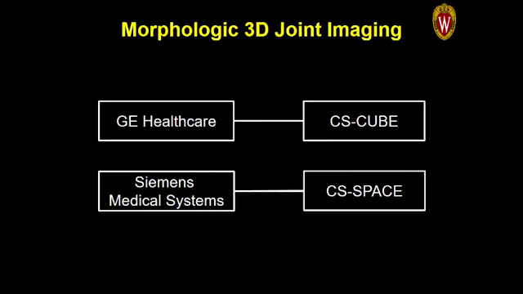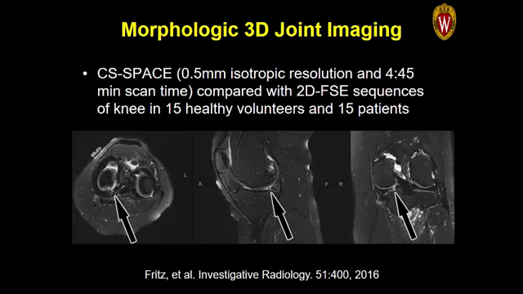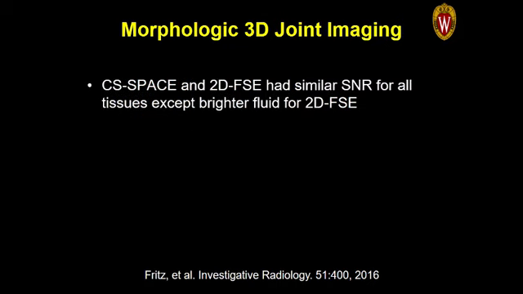Compressed sensing three-dimensional fast-spin echo sequences are now available, at least for research purposes, on both GE Healthcare and Siemens Medical Systems MRI platforms. A nice paper by Fritz and associates described the use of compressed sensing SPACE on a Siemens Medical Systems 3T scanner. In this study, they compared compressed sensing SPACE with two-dimensional fast-spin echo sequences of the knee in 5 healthy volunteers and 15 patients with knee pain.